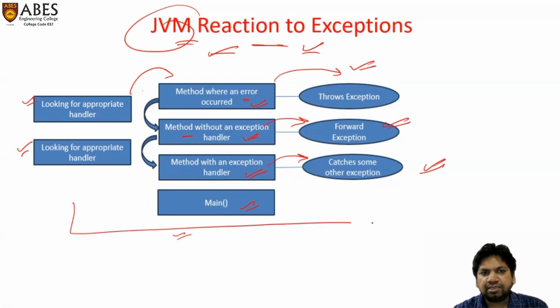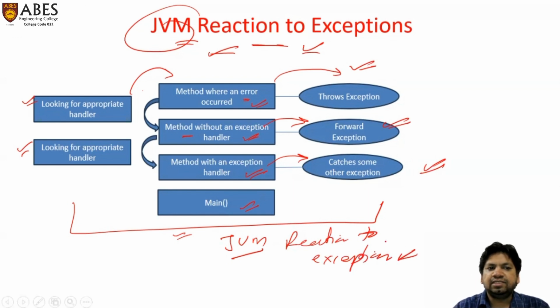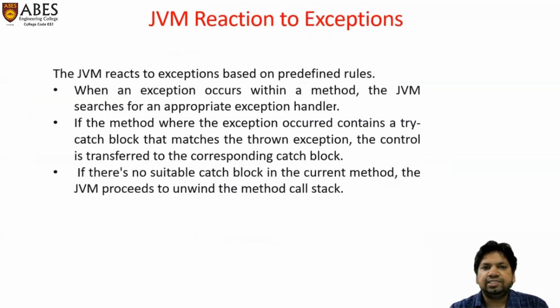This is the JVM reaction to exceptions. So there is the method where the error occurred, the method without an exception handler, the method with an exception handler, and the main part, and the exception can be passed along through them. This is the reaction of the JVM.